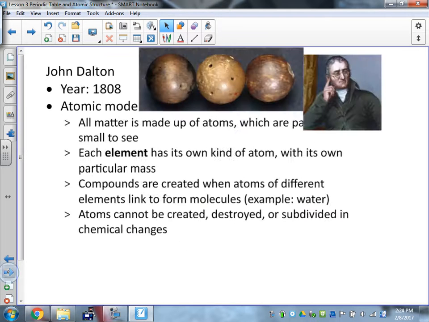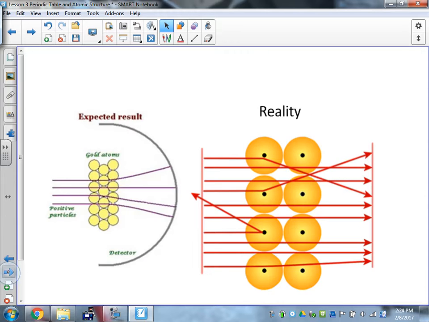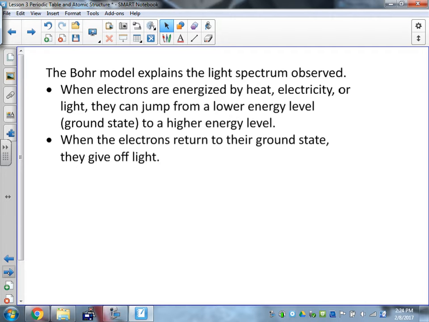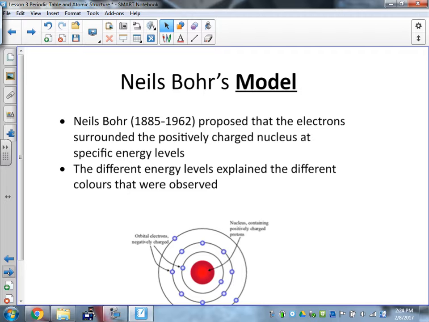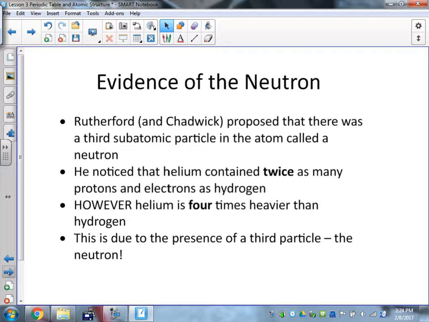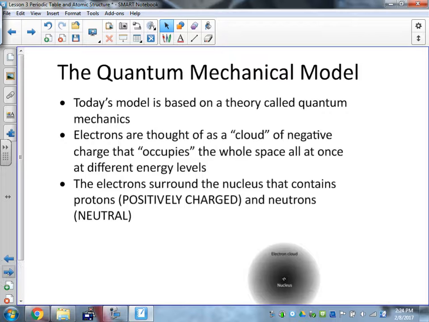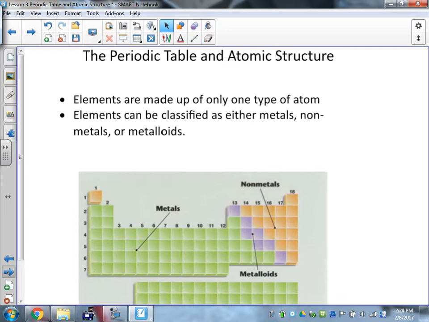Here's some review stuff. We're going to skip that for right now here because we just talked about that in the homework. Let's go to Bohr diagram here. Okay, quantum mechanic model, there we go. Okay, so here we go. Periodic table and atomic structure.